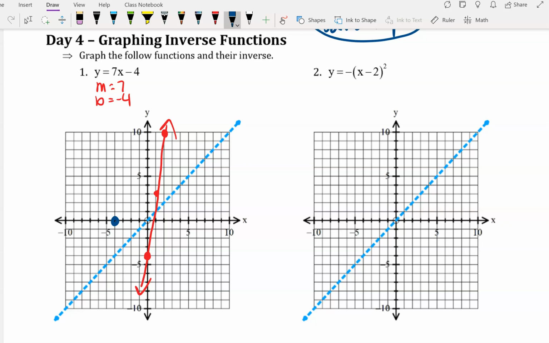Then I look at the next point I had drawn. That was the point 1, 3. I'm going to switch that. It's going to be 3, 1. Okay. And then my final point was way up here. This was 2, 10. I'm going to switch those. It's going to be 10, 2. So these points down here became my inverse function.